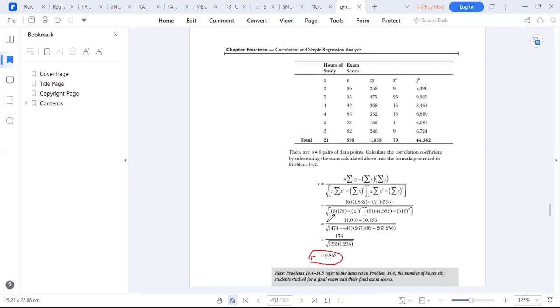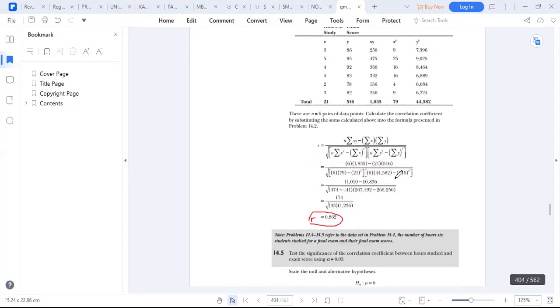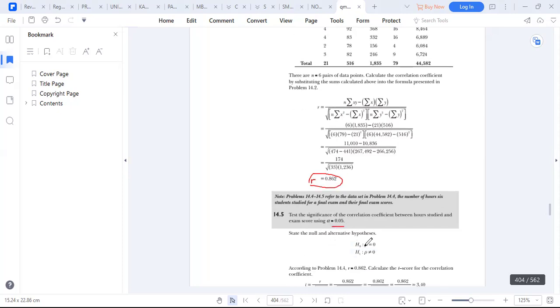Okay? So now we can use this to test the hypothesis. I want you to build on what we learned from there. The significance of this R can be tested using hypothesis testing, given a confidence level, for instance, of 0.05. So our null hypothesis is P is equal to 0, and our alternative hypothesis is P is not equal to 0. If we accept H0, it means that the regression is not significant.